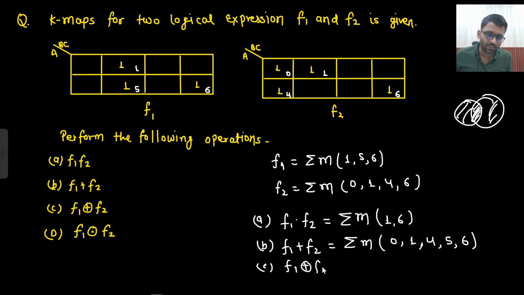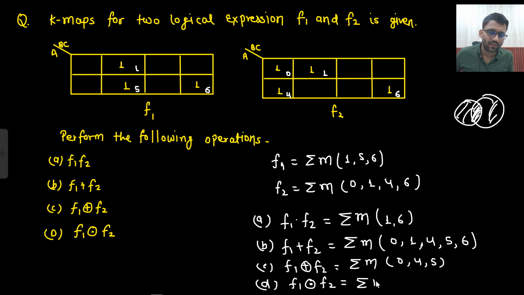f1 XOR f2. So everything will come, but not the common ones. So 1, 6 will not come. So 0, 4, 5. And f1 XNOR f2 would be 1, 2, 3, 6, 7. Apart from here, everything will come.